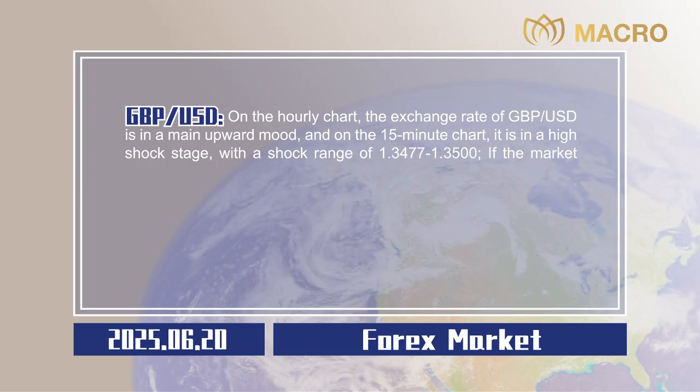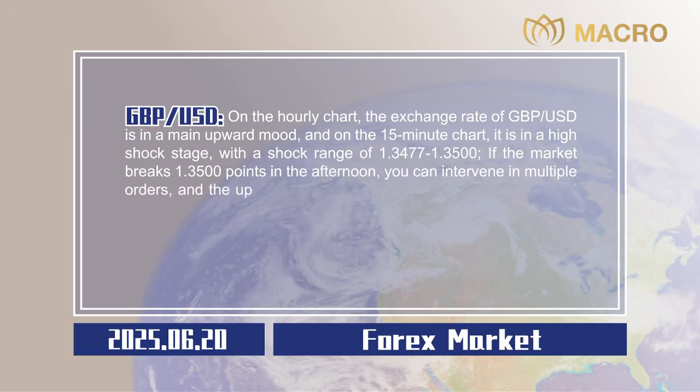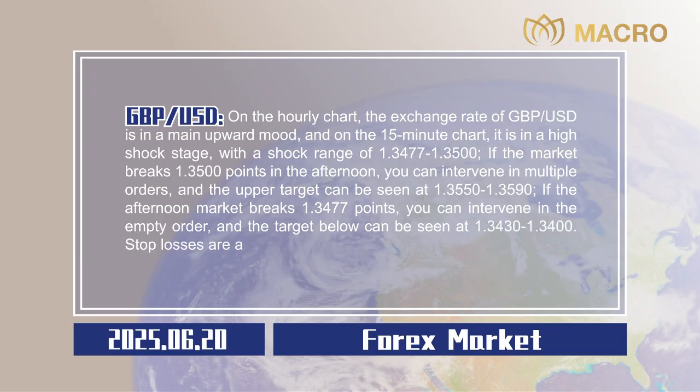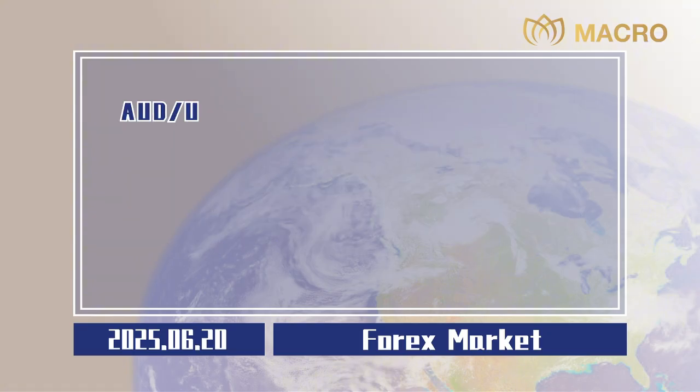If the market breaks 1.3500 points in the afternoon, you can intervene in multiple orders, and the upper target can be seen at 1.3550 to 1.3590. If the afternoon market breaks 1.3477 points, you can intervene in the empty order, and the target below can be seen at 1.3430 to 1.3400. Stop losses are all 20 points, 0.0020.